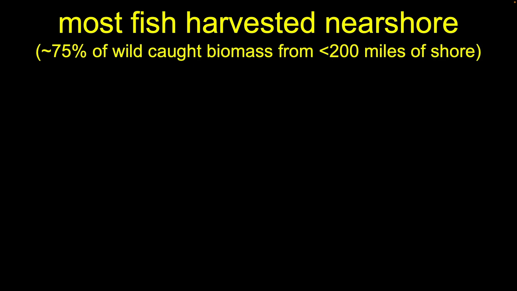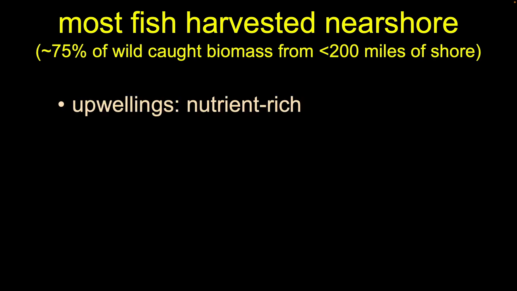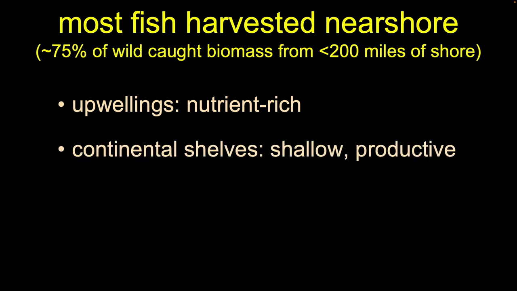Most of the seafood that we're getting from the ocean comes from the near shore environment, meaning stuff that's proximate to the land before we get into the deep sea. Why? You guys probably know this, but we have upwellings in this area. It tends to be nutrient rich, tends to be high light, so a lot of productivity. So we have a lot of primary productivity. Again, this is happening over the continental shelves.